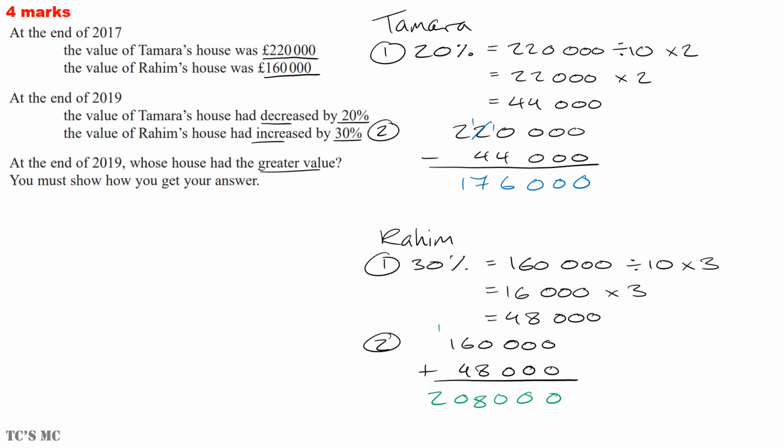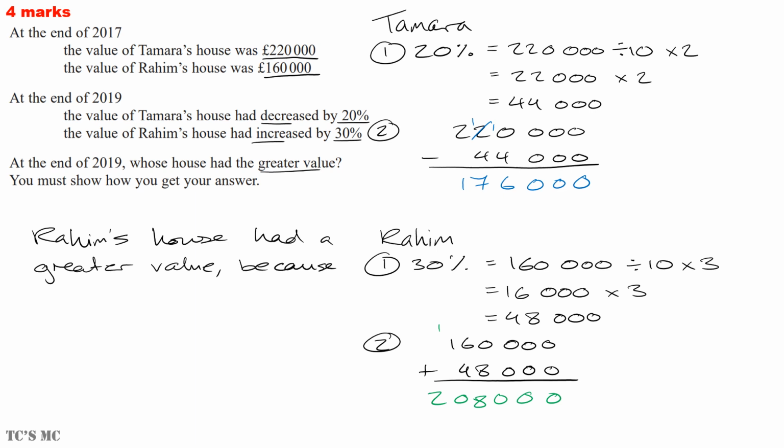To finish off, we need to say Rahim's house had a greater value. And remember, we must always justify, because £208,000 is more than £176,000, and that would give us 4 marks.